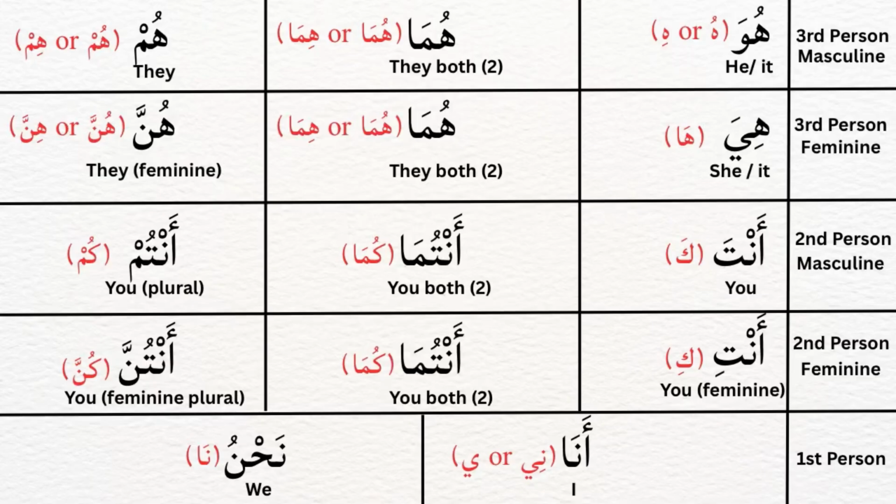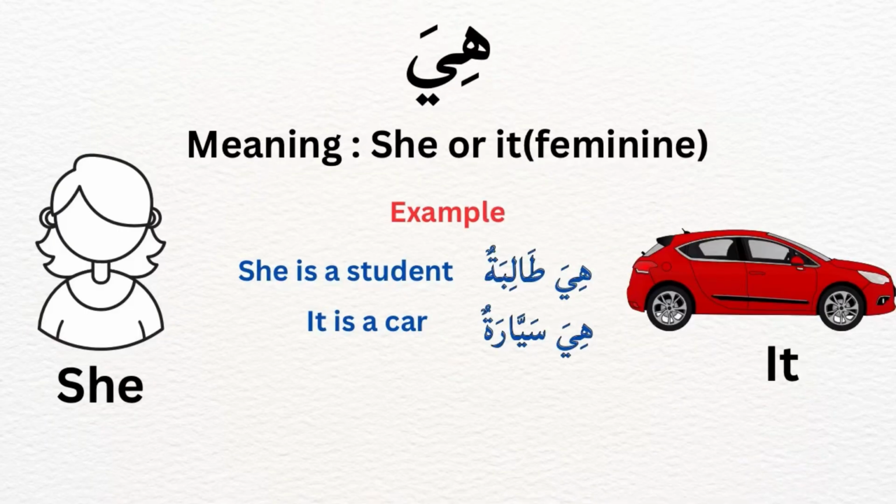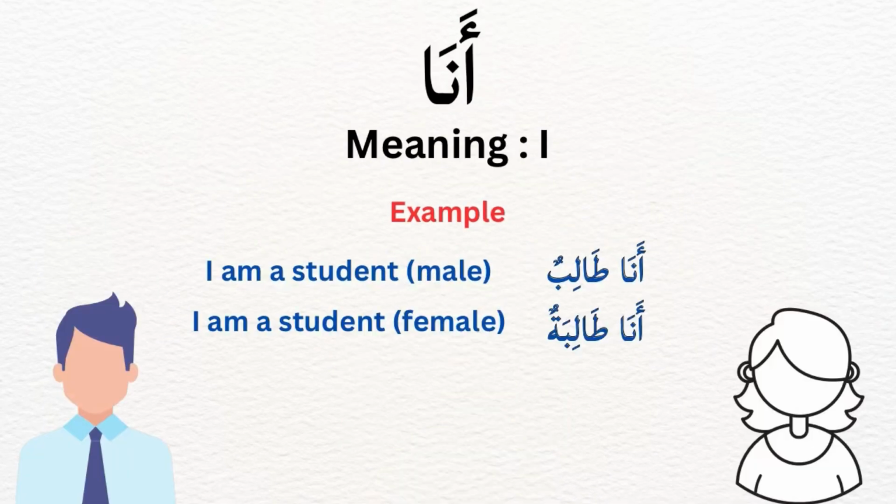Let's begin with the independent forms. The ones that stand on their own are called independent pronouns. Just like in English, he, she, they, you, I, etc.